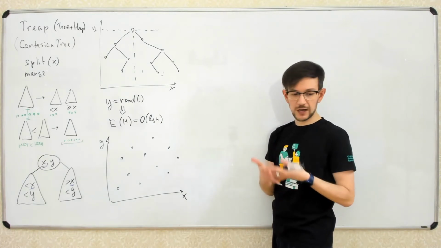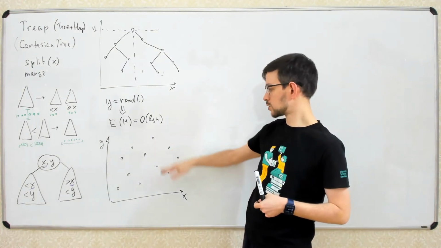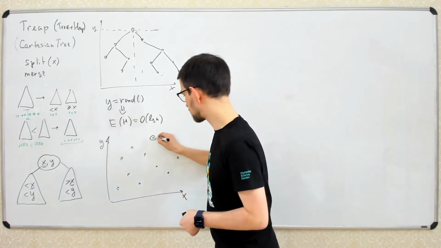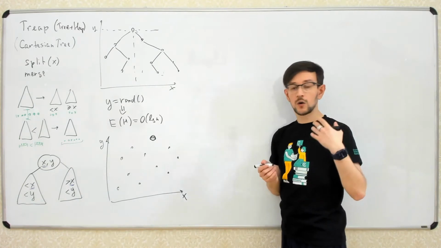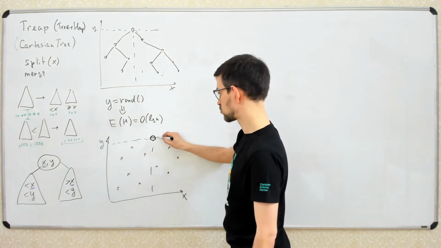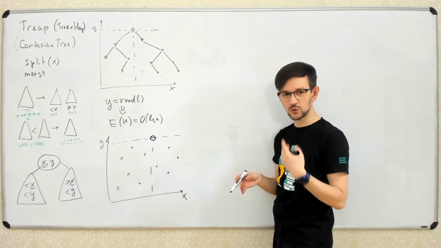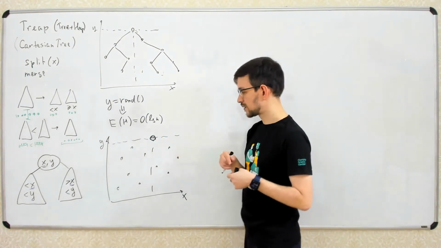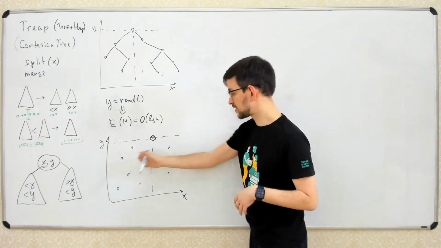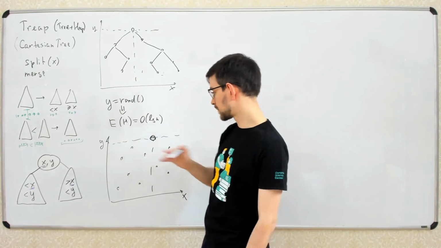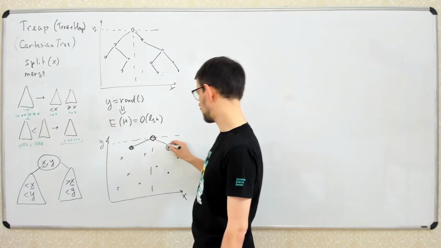Let's see. What element should be the root of this tree? The root of this tree is always the element with the maximal possible Y. So if all Y's are different, we have only one maximum, so this element must be the root of our tree. Now, all elements to the left must belong to the left subtree, and all elements to the right must belong to the right subtree. So again, we have no variability here. If all elements are different, you have a unique maximum, so you pick it as the root, and now you do the same in these two parts.